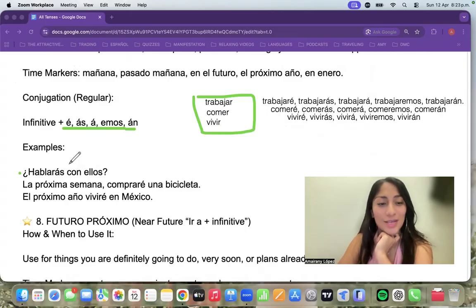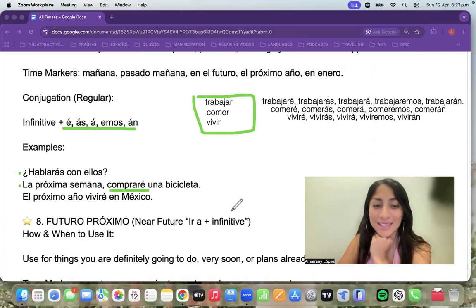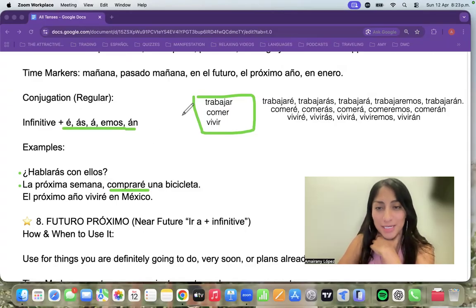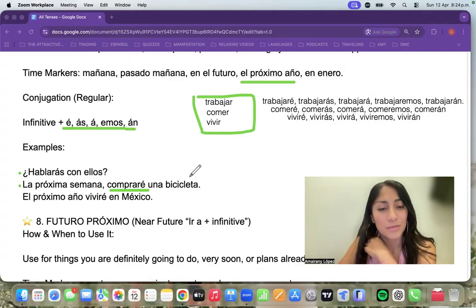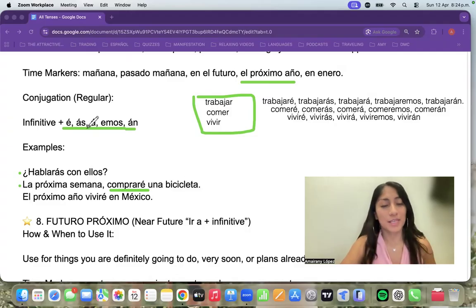¿Hablarás con ellos? Will you speak? Will you talk to them? La próxima semana compraré una bicicleta. Next week, I am going to buy a bicycle. En el próximo año viviré en México. The next year, I'll live in Mexico. Okay, so you've got el próximo año, la próxima semana, what else? Próximo día, like the next day, right? So this is how you can use the future.